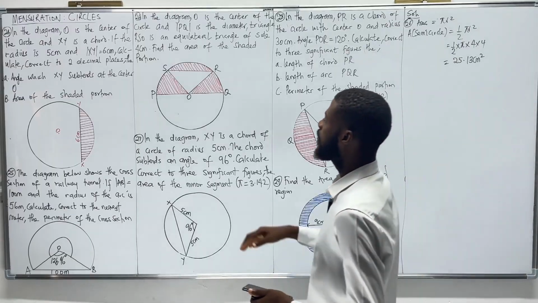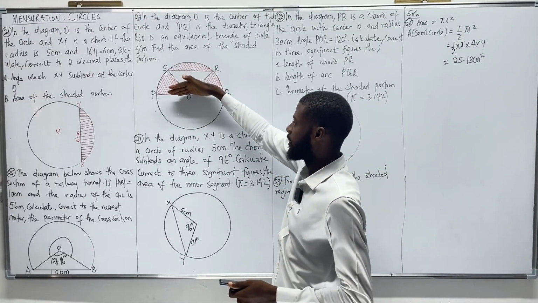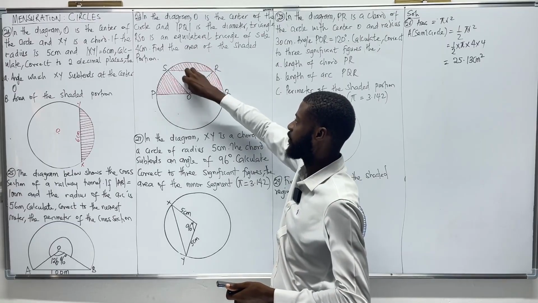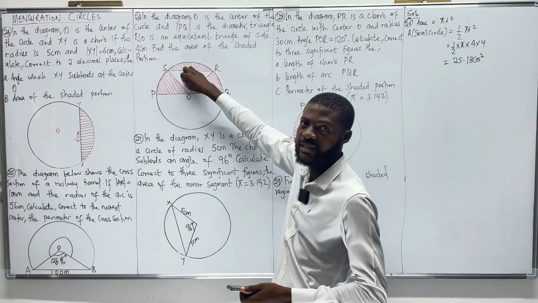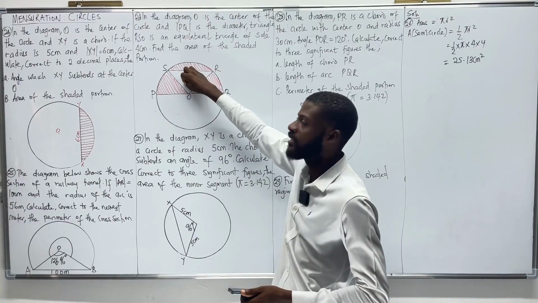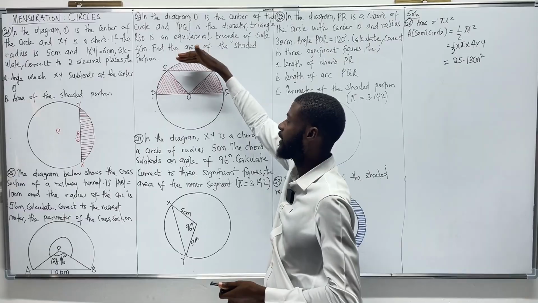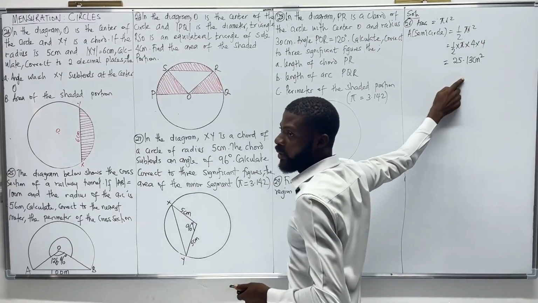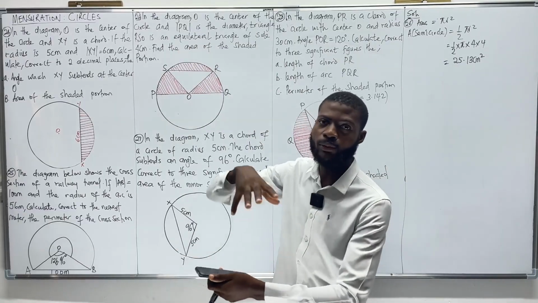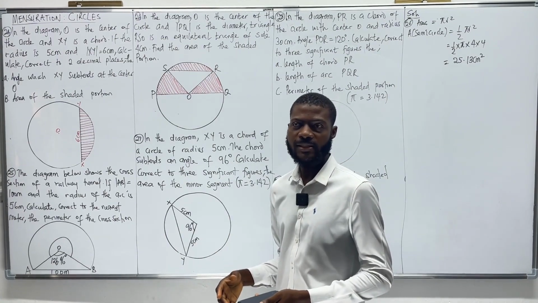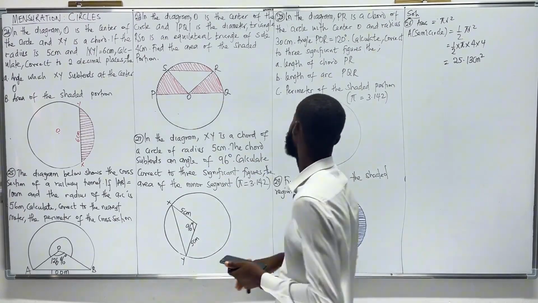Now, we were assuming that there was no triangle inside. No triangle was taking up the space. So imagine if everything here was shaded red. The area is 25.13. But then they put in a triangle to occupy some space. So what is the area of that triangle?